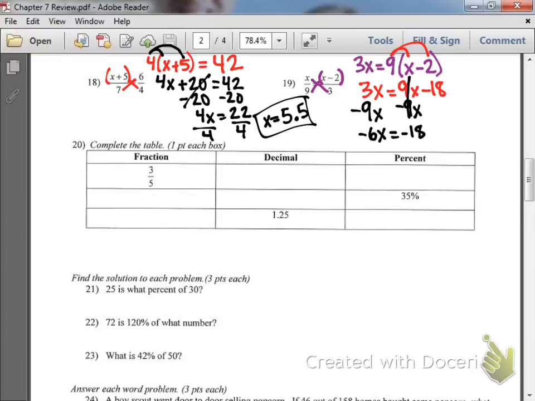Then what? This step you guys should know. Divide both sides by the negative 6. A negative divided by a negative is a positive, so what is 18 divided by 6? 3, very good. What are your questions on those? Kind of tricky. You guys ready to move on to the chart?